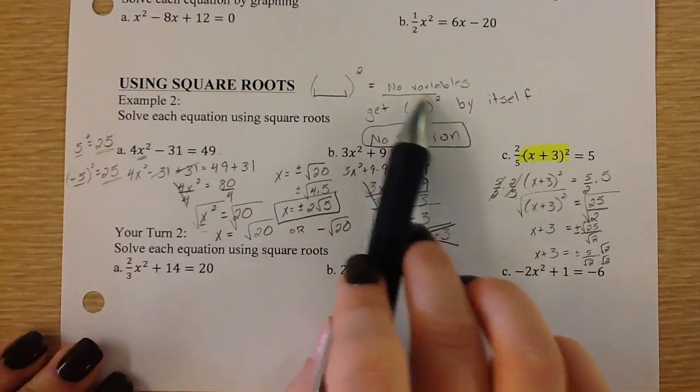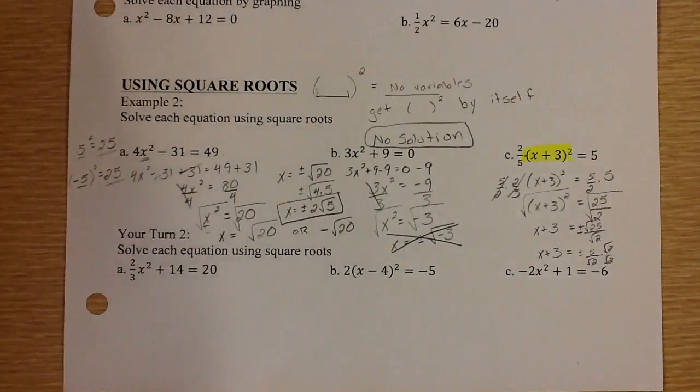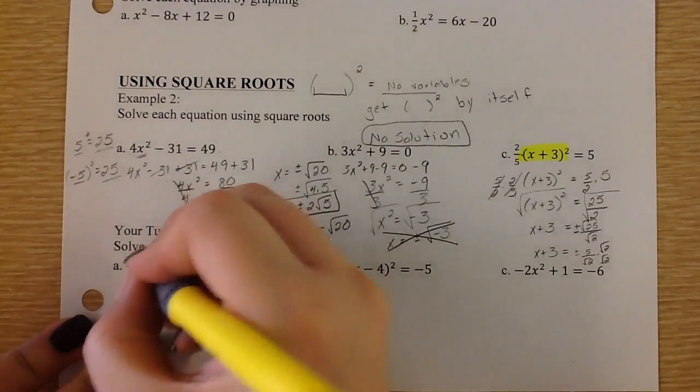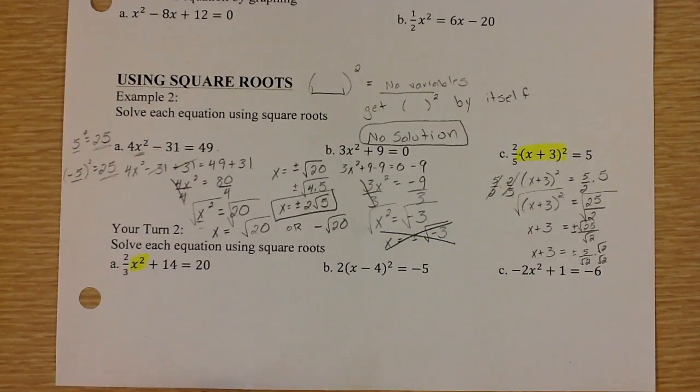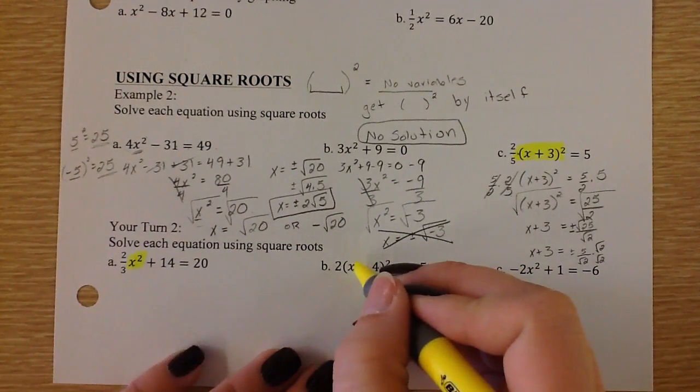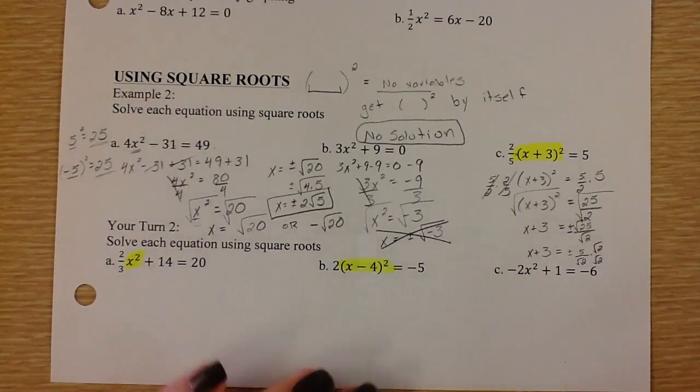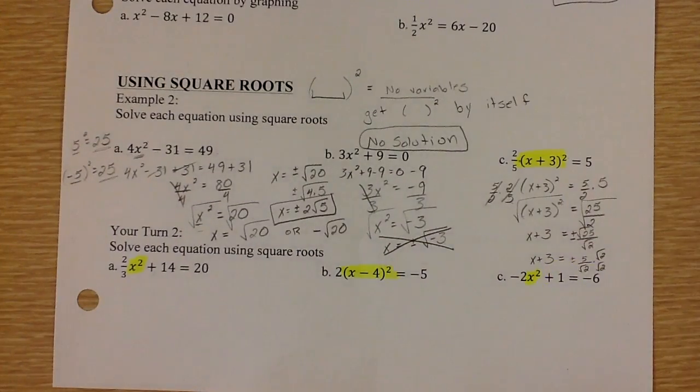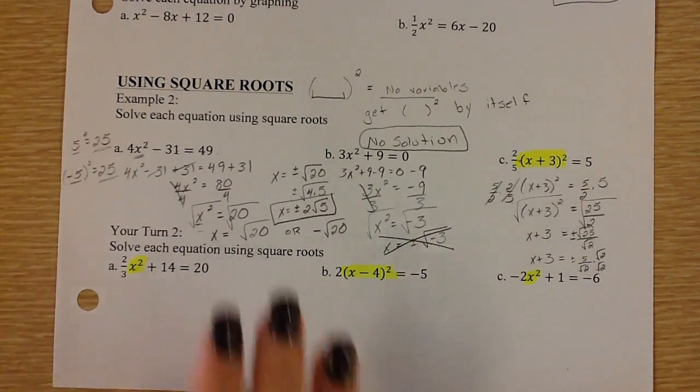I got whatever was squared by itself. So for your turn, I want you to get this x plus 2, this x squared, by itself. Again, for part B, I want to get this thing by itself. For part C, I want to get that thing by itself. Whatever is squared, I want to get by itself. Okay, all right, next page.